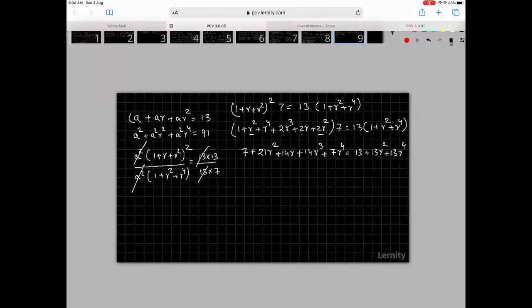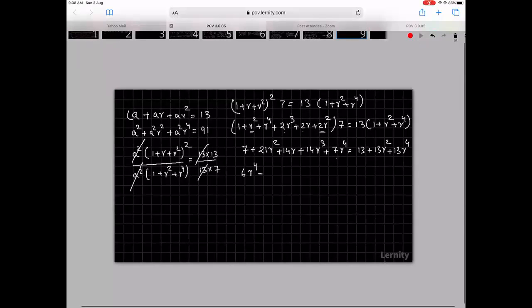Now I'll shift all the r power 4s to that side. When I shift all the r power 4s to that side, I will get 6r power 4. Then I will shift the r cubed, minus 14r cubed. Then I'll shift the r squared, minus 7r squared. Then I'll shift r down, minus 14r minus 7 is equal to 0.